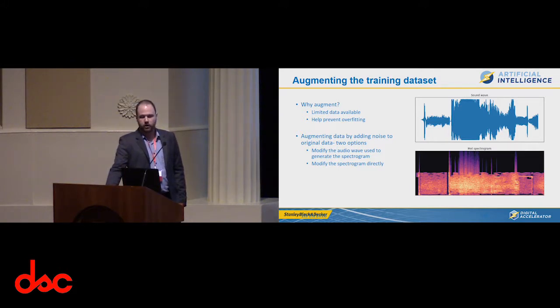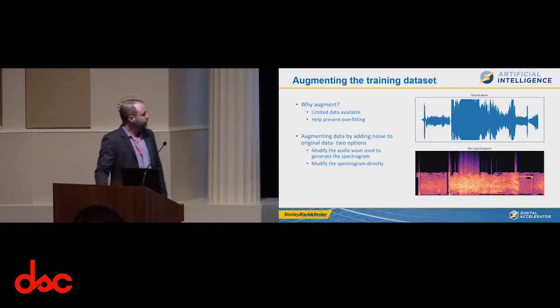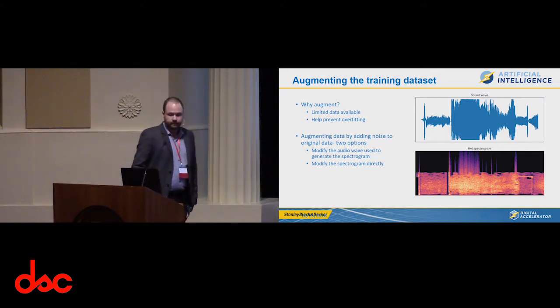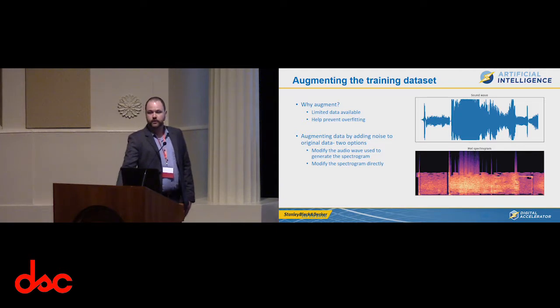So we want to augment our data and effectively create more samples. This also helps prevent overfitting. By manipulating this and adding noise and other tricks, we can help the network's ability to generalize and recognize general patterns instead of the very specific sounds it's exposed to. There are 2 different ways to augment this data, depending on where we do the transformation. We can modify the sound wave itself, or we can modify the spectrogram itself.